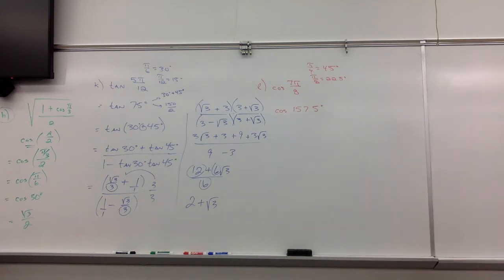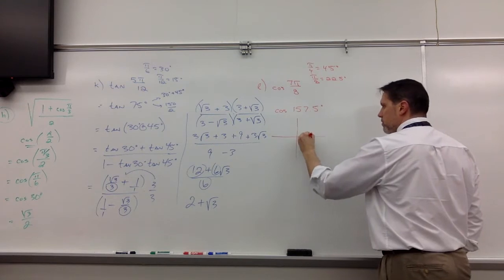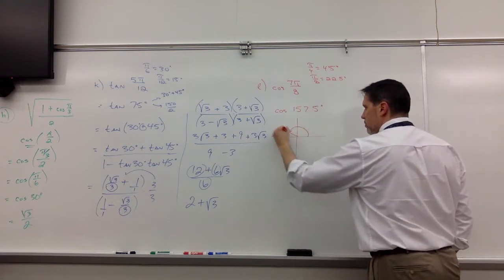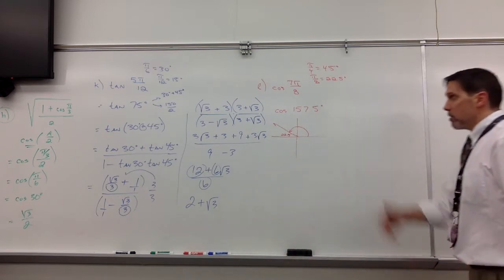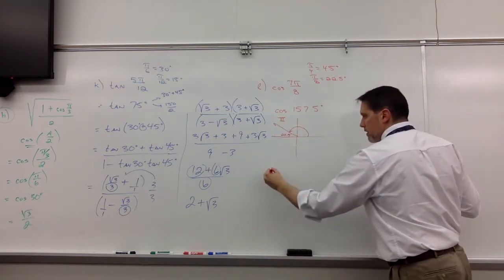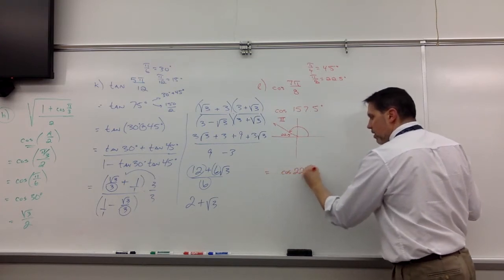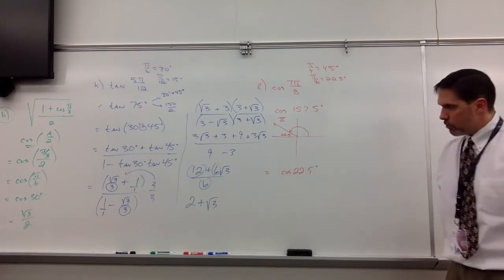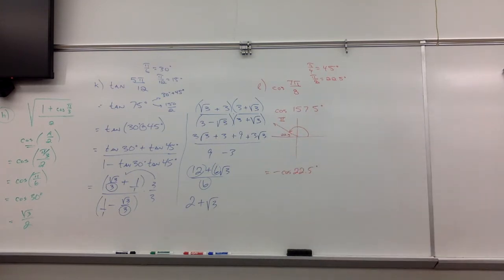So this is the cosine of 157.5. Figure out the reference, quadrant 2, you're looking at a 22.5 degree angle. So cosine of 157.5 is the same thing as the cosine of 22.5, with the exception that you're in quadrant 2, and cosine is definitely negative in quadrant 2.